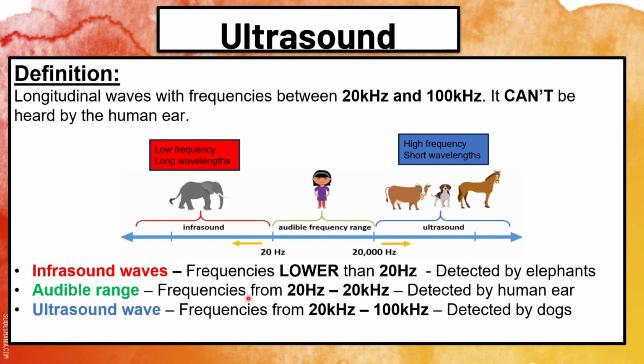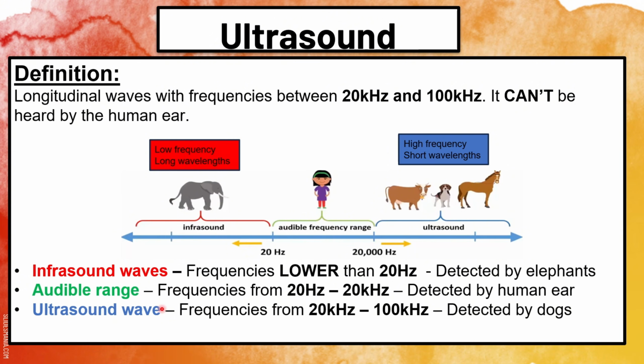Then we get the audible frequency range. This is where the human ear can detect the frequencies. So any sound that falls within the frequency range of 20 hertz and 20 kilohertz, or 20,000 hertz, can be detected by the human ear.